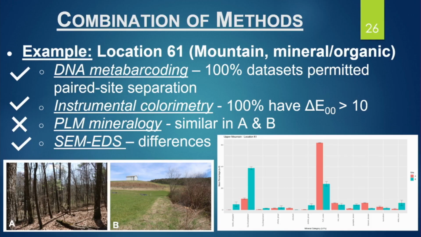So we can see here, this is location 61. These are the A and B. They look very different based on their land use. DNA worked well. Every data set of those 32 could separate the A and B. Our instrumental colorimetry had that value greater than 10, so that allowed for that separation. And this bar graph here is the mineral content analysed by SEM-EDS. So you can see these are minerals here along the x-axis. A and B are the different sites, so we can see there are differences in the mineral composition as defined by SEM-EDS. Notably, the mineralogy done by PLM only said that these samples, the A and B, were very similar. So we can see that the new methods in this particular instance are really providing better resolution.